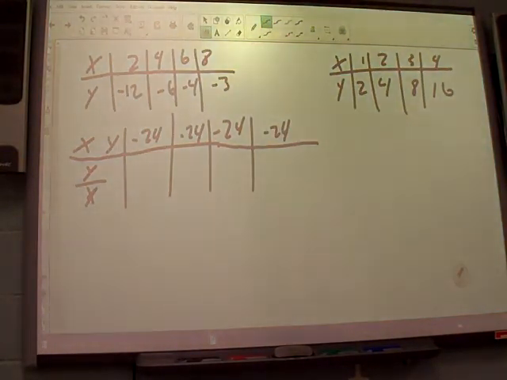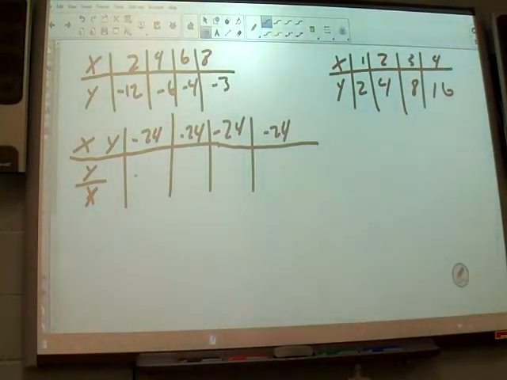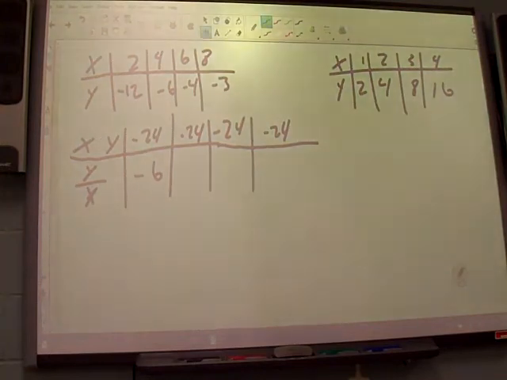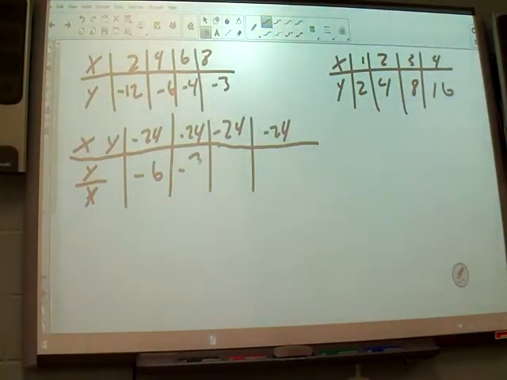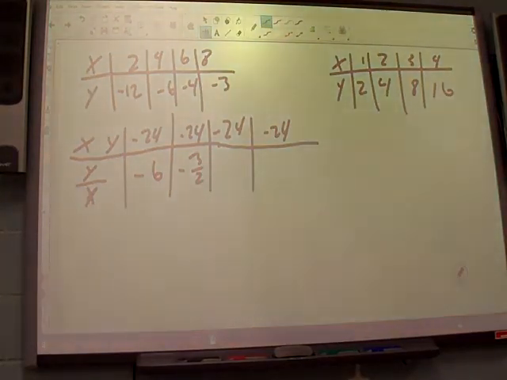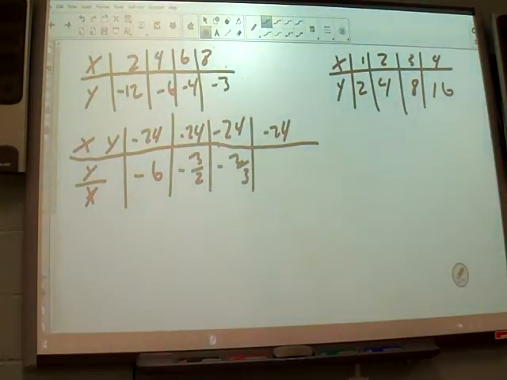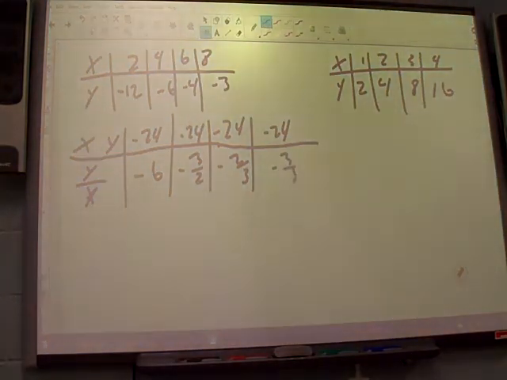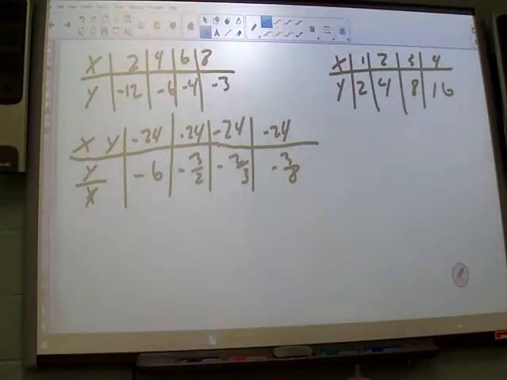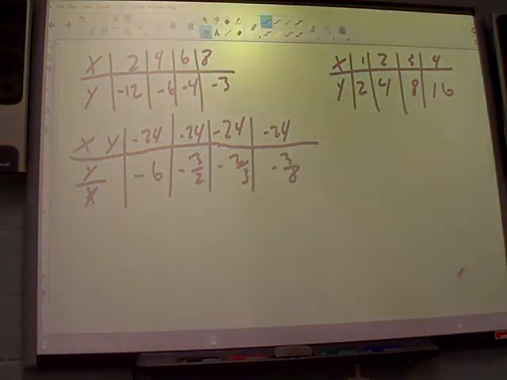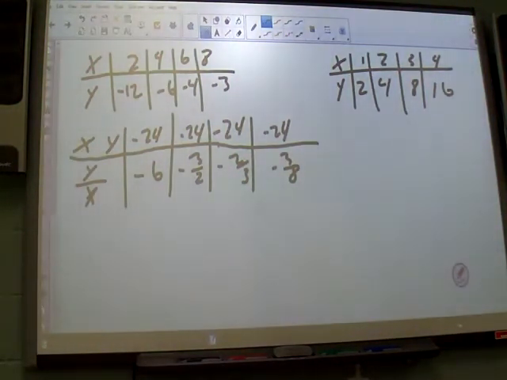Now let's look at our Y divided by X. -12 divided by 2. -6. -6 divided by 4. It's not going to be the same every time, is it? -4 divided by 6. And -3 divided by 8. Okay? So we had a constant up there when we multiplied, but we did not have a constant when we divided.